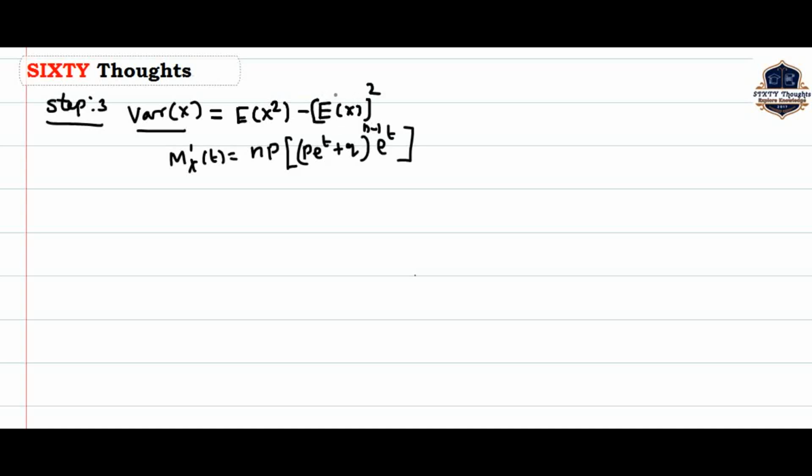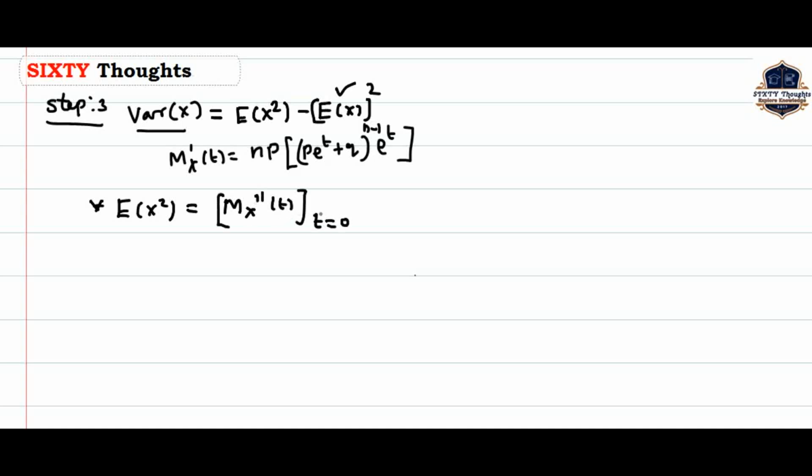Okay, in the previous step, we know what is E of x. E of x is nothing but the mean value, but we don't know what is E of x square. Okay, so next our target is to find E of x square. That means the expected value of a binomial random variable x whole square. So what is our formula? M_X double dash of t, substitute t equal to 0.